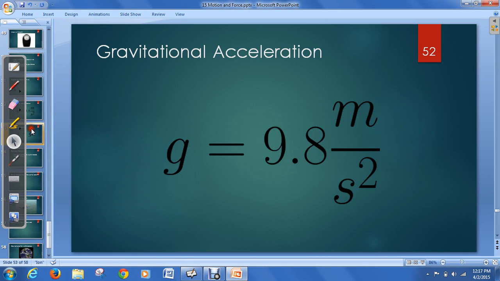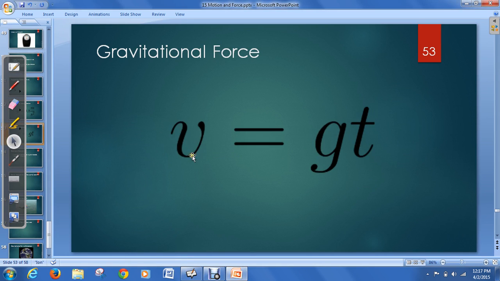So we can use this in an equation. The velocity of an object is just going to be equal to the gravitational acceleration times how long it's been falling. So in order to figure out how fast something's going to be falling, we just need to know how long it's falling and then multiply it by that gravitational acceleration.